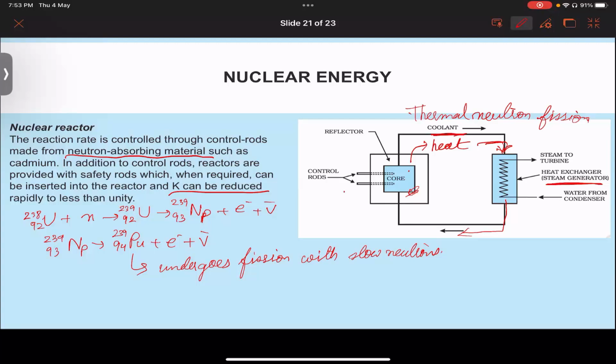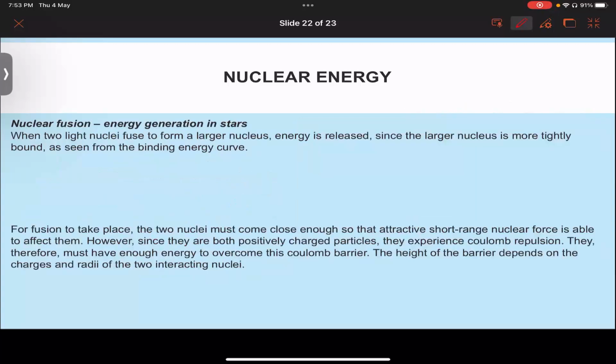Now, quickly, we'll go to the next important reaction when nuclear energy is produced, which is nuclear fusion. This is the energy generation in stars. As we saw, in fusion two lighter nuclei fuse together to form a larger nucleus, and when they fuse, energy is released. We saw that the binding energy changes because they are more tightly bound.